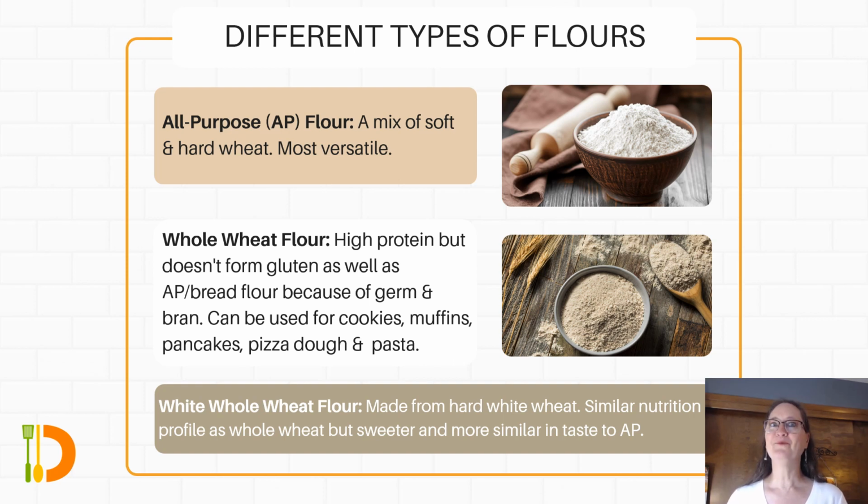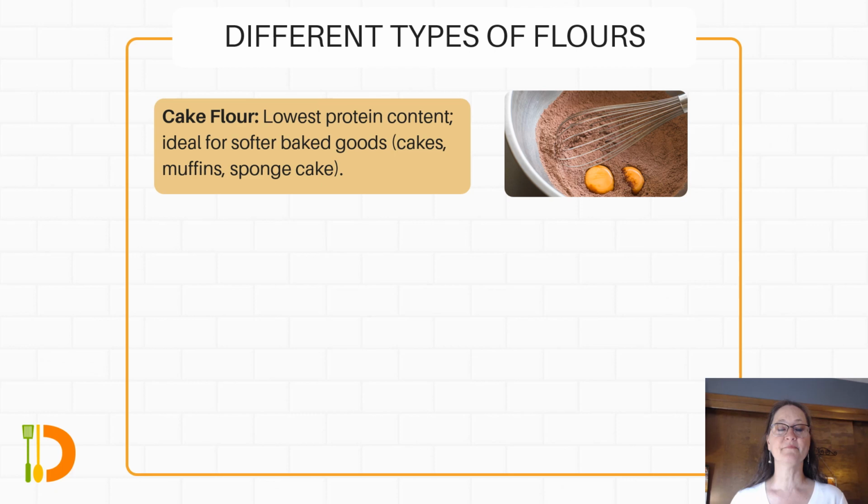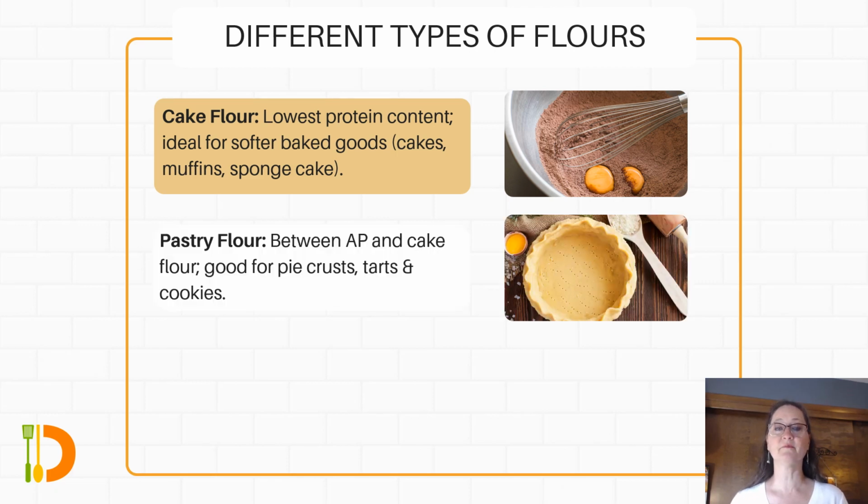Well, white whole wheat flour is made from hard white wheat, with a similar nutrition profile to whole wheat flour, but it's sweeter and more similar in taste to all-purpose flour. Next, let's talk about cake flour. Cake flour has the lowest protein content, lowest amount of gluten, so it's ideal for softer baked goods such as cakes, muffins, and sponge cake. Pastry flour is a blend, kind of halfway between an all-purpose and a cake flour, and this is great for pie crusts, tarts, and cookies.